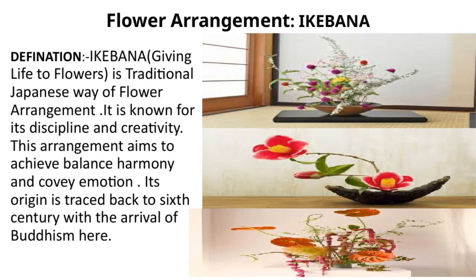Today, I want to talk about ikebana, which is the traditional Japanese art of flower arrangement. The name itself translates to giving life to flowers, and that really captures the essence of this art form. Ikebana is renowned for its combination of discipline and creativity, which might seem like opposites, but in this practice, they come together beautifully. The main goal of ikebana is to create arrangements that achieve a sense of balance and harmony.